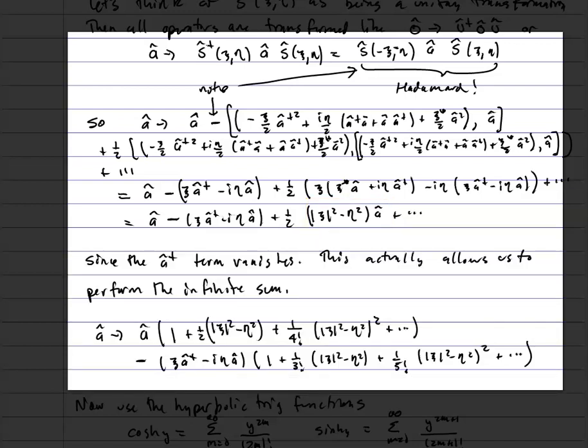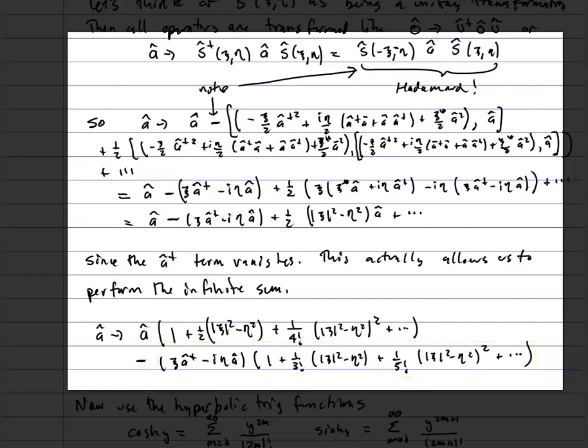We can write down what the full result is by gathering the even and the odd terms. The even terms have just numbers that multiply a. It will be 1 plus 1/2 factorial (ξ squared minus η squared) plus 1/4 factorial (ξ squared minus η squared) quantity squared, and so forth. And then the odd terms are going to have minus the quantity (ξ a dagger minus i η a) times 1 plus 1/3 factorial (ξ squared minus η squared) plus 1/5 factorial (ξ squared minus η squared) quantity squared, and so forth.